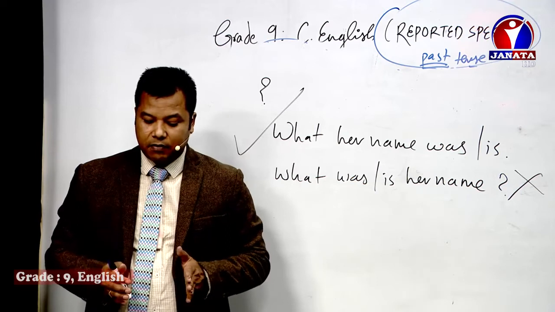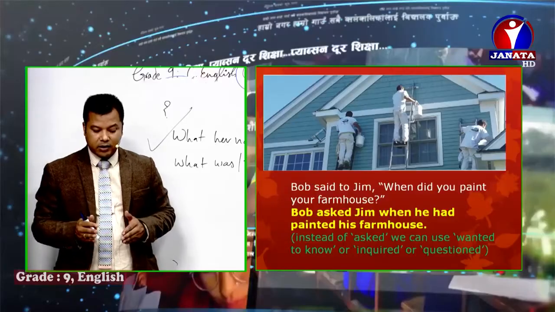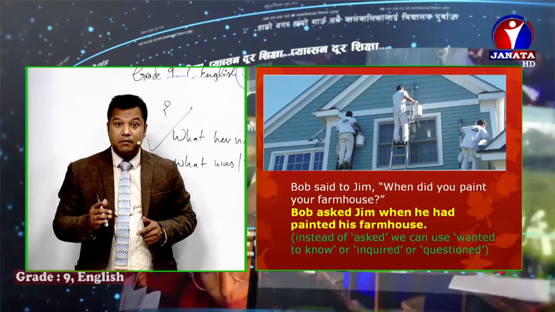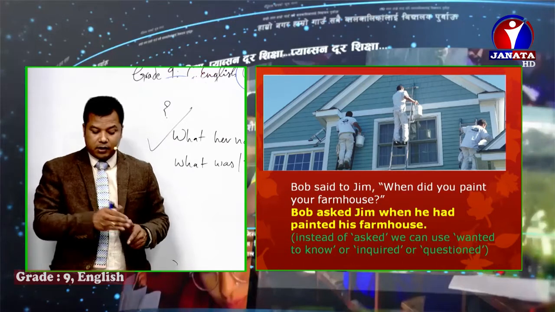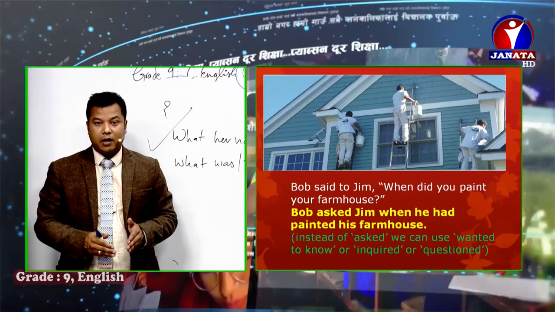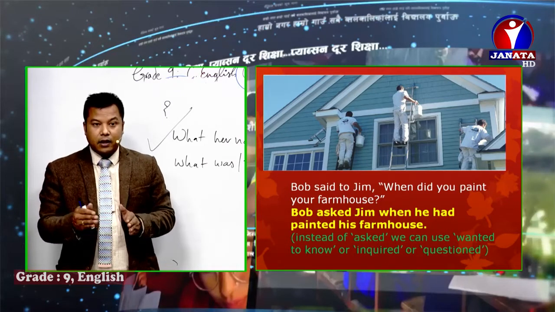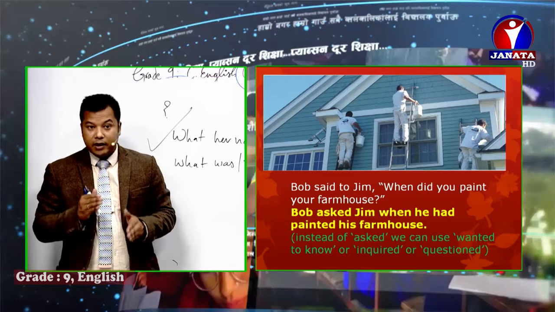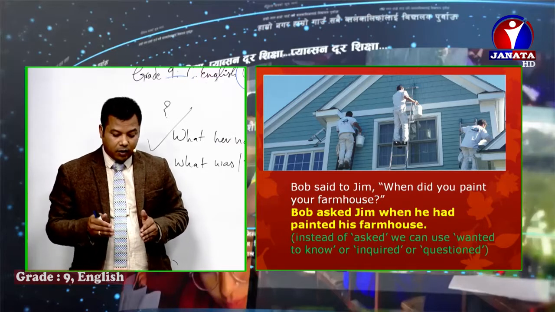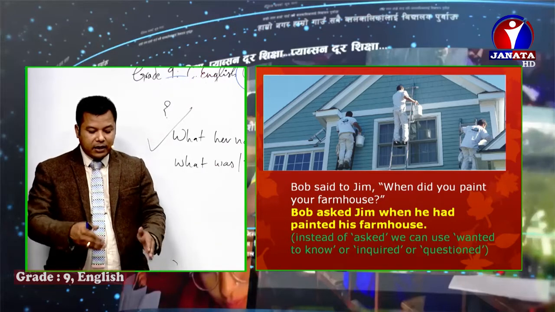The last example, and then we will move into a lot of other exercises. Bob said to Jim, "When did you paint your farmhouse?" Look at the question again. Bob is the speaker, "said to" is the reporting verb, Jim is the listener, and he asks a question, "When did you paint your farmhouse?" So we have an interrogative in the speech, and this is a WH question type, and when it is a WH question type, we use the same WH word. The answer is: Bob asked Jim when he had painted.